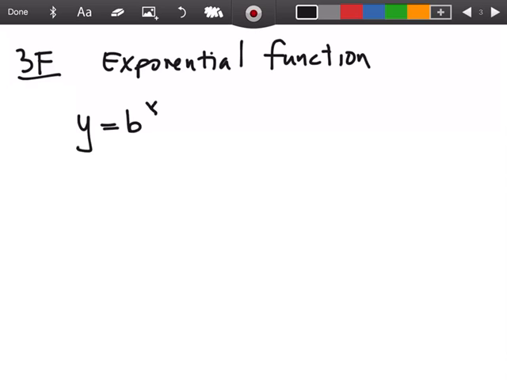Let's make the very basic one when b is 2. So that's y equals 2 to the x. It's an exponential function because the x is in the exponent, in the power. That's different than y equals x squared. Both of them grow as x gets bigger. Because if x is 1, x squared is 1. When x is 2, x squared is 4. When x is 3, it's 9.